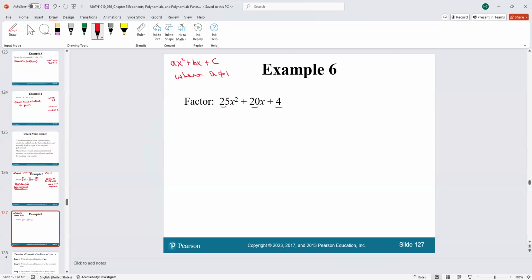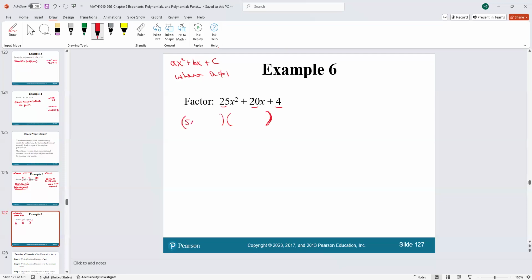Now, when we deal with trinomials in the form ax squared plus bx plus c, where the coefficient of x squared is not 1, there are two methods. The first one is trial and error. So we can try as many as possible. First of all, we know we're going to have two factors. What are the two numbers that when you multiply give you 25? Well, 25 can be 5 times 5 or 1 times 25. We're going to try with 5 times 5.